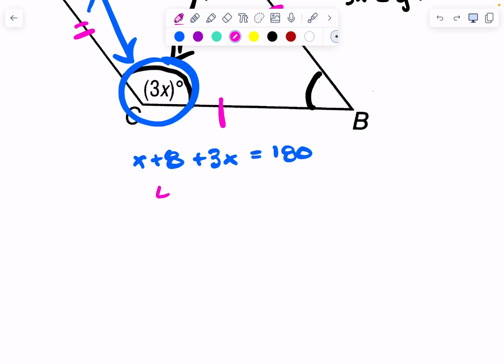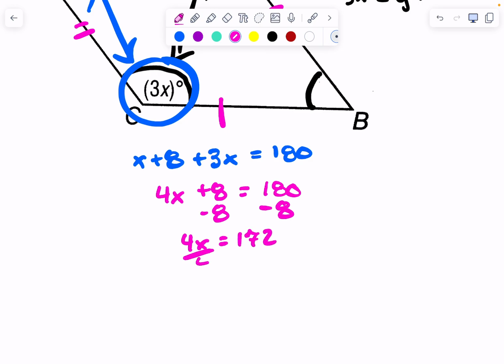So Liv says 4x plus 8 equals 180. Okay, and then let's kick the 8 to the other side. 172. You are right. 172 divided by 4. x equals 43. Yeah, pretty sure. 43 degrees.